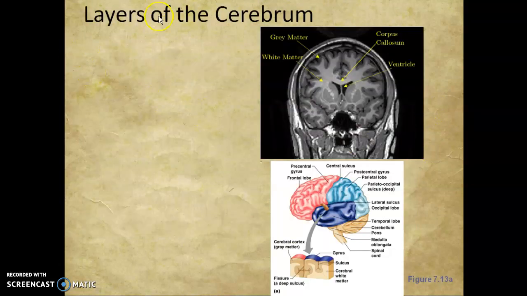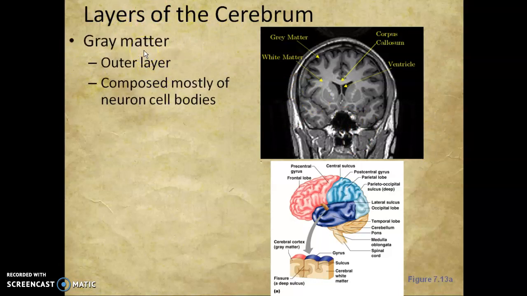Okay. Alright, so layers of the cerebrum. Now, we've gone over this before. We kind of talked about it with the neurons and how the neurons played a role in this. We see this still continues with our brain too. So when you look at the brain, the outside of it will be a pinkish gray color, and we refer to that as the gray matter. It's the outermost layer, and it's composed mostly of neuron cell bodies. So the cell bodies of our neurons are found along the outside.